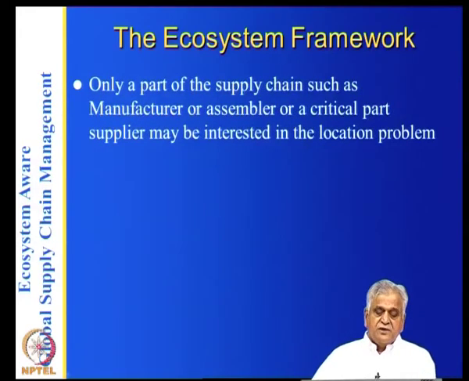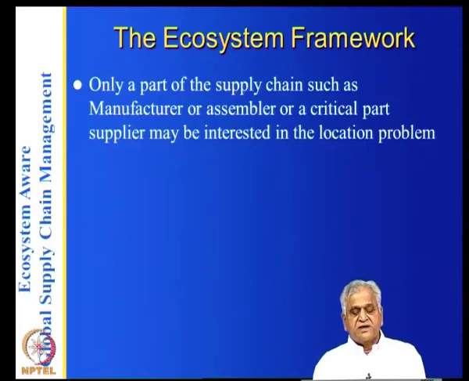So what is the framework here? Only a part of the supply chain, such as a manufacturer, assembler, or a critical part supplier, may be interested in the location problem. It is seldom that the entire supply chain is located at one place. As we said always, the supply chain is global. Various parts of the supply chain are located in various places. So if you are a manufacturer, you want to locate yourself in China or India or something, or you are a contract manufacturer looking for a location, then you need connections with other players. In other words, you need to connect yourself with the suppliers somewhere, maybe in some other country, and the logistics providers both in this country and another country, and also with the downstream people like the dealers or the retailers and so on.